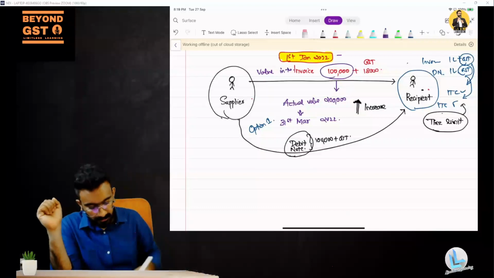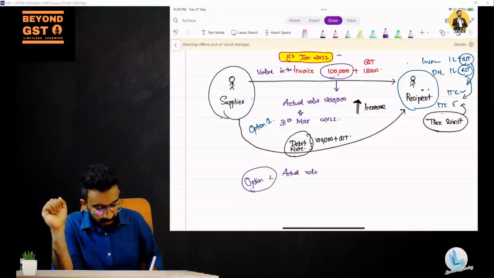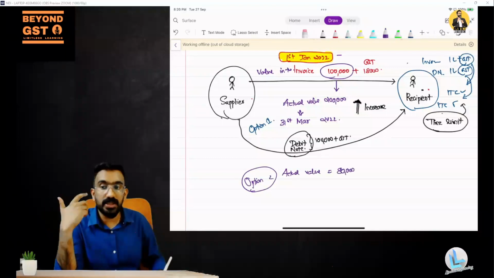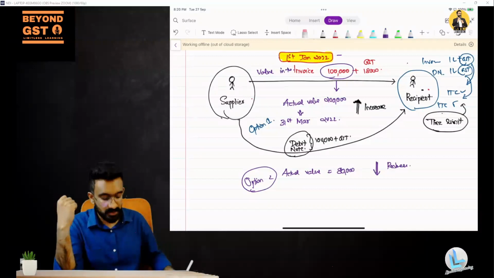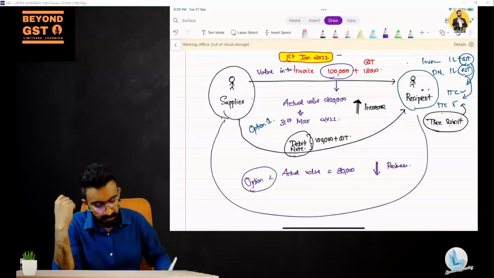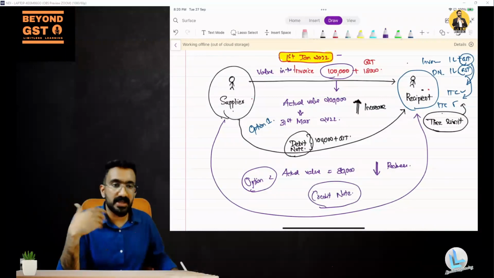Then, now the actual value supposed to be is only 80,000. Scenario number 2. How much was the invoice value? 1 lakh. Actual value is only 80,000. Now, do I want to increase the value or decrease the value? I want to decrease. So what document will the supplier issue to the recipient? It is a credit note. Now, when the credit note is issued, will the supplier's liability to pay taxes increase or decrease?